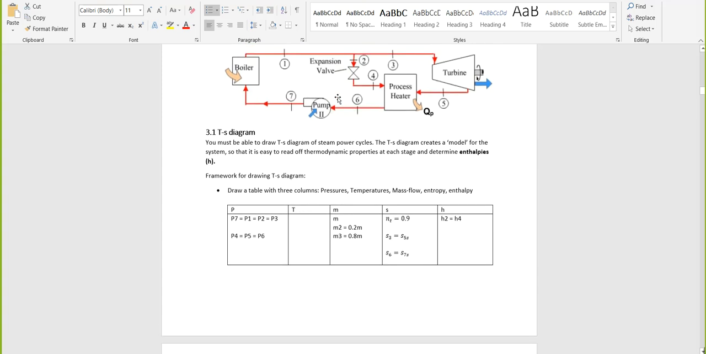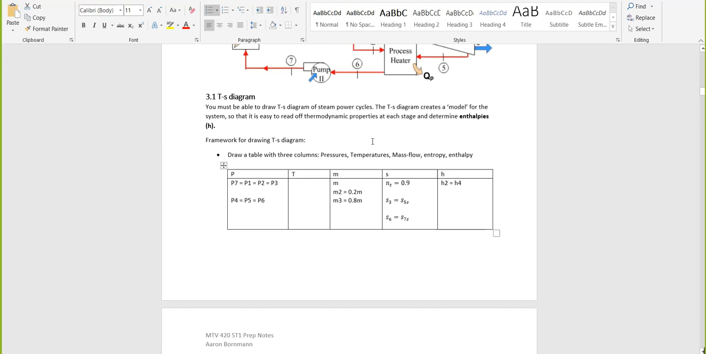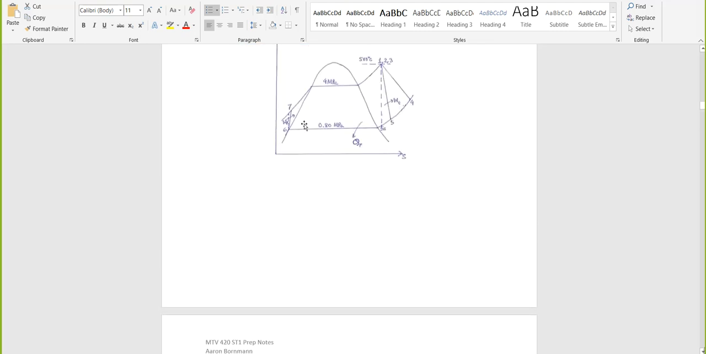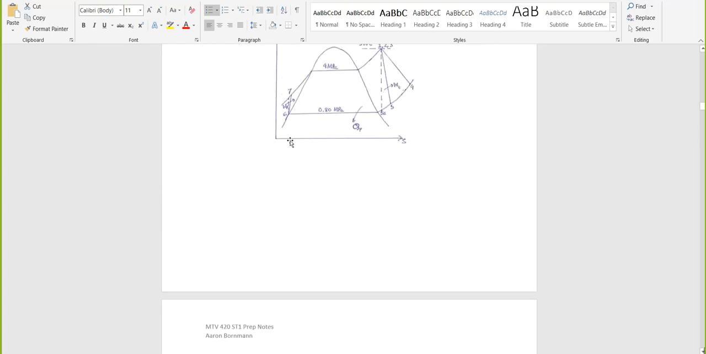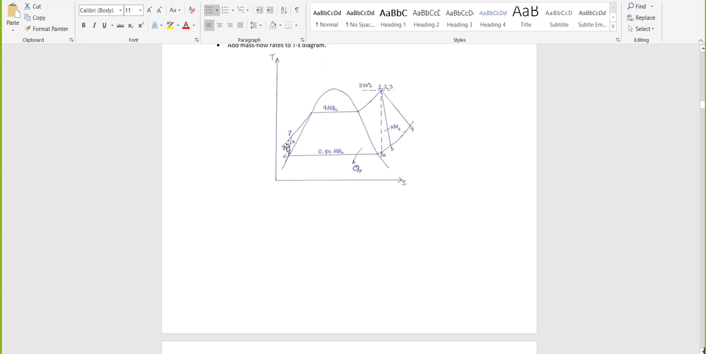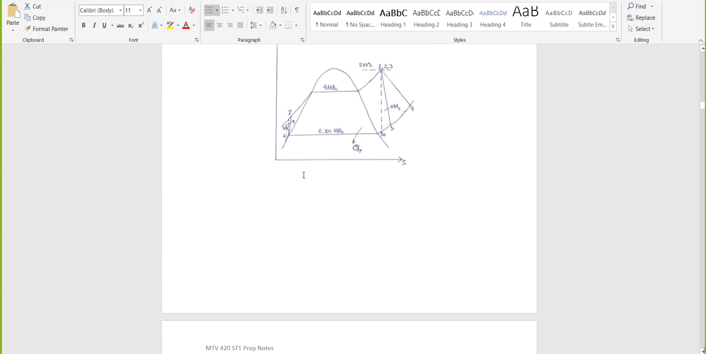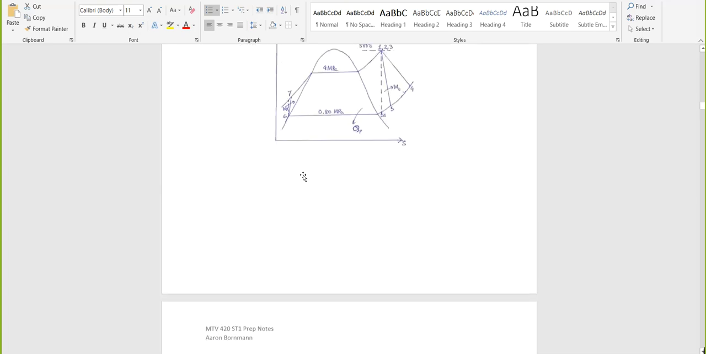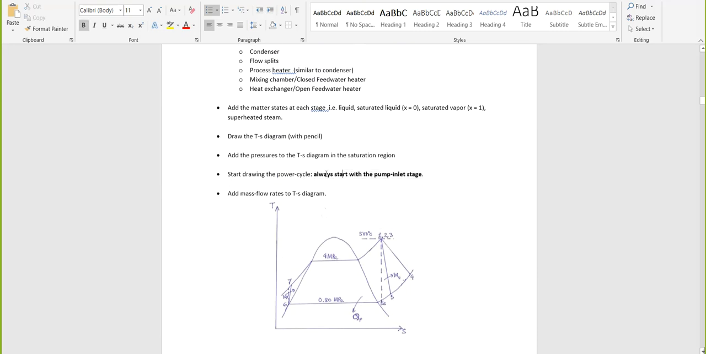The reason being is we know it's always going to be a saturated liquid here. A saturated liquid just means that it sits on this line, and over here on this line is a saturated vapor. Quality is equal to 0. And then when you pump it, it goes up like that, increasing the pressure of the fluid. So you start at the pump stage and then add mass flow rates to the TS diagram.